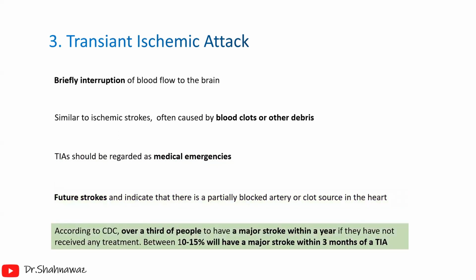According to the CDC, over a third of people who have not treated the transient ischemic attack will have a major stroke within a year. Within 3 months of a TIA, 10 to 15% of people have the chance of a major stroke. That's why we should treat the transient ischemic attack as soon as possible, according to the guidelines, and that lecture I will give in the next videos.